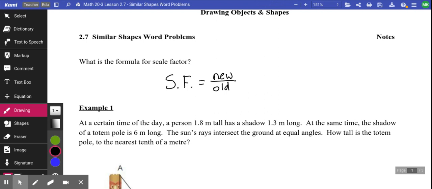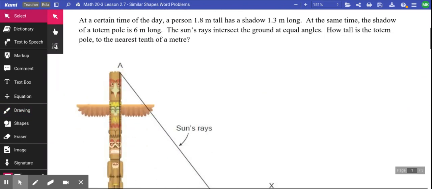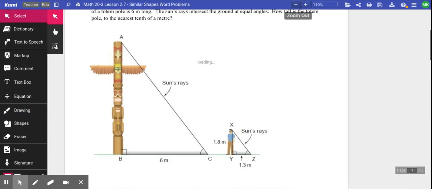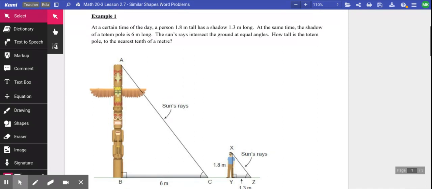Ready, boys? Okay, let's do the first question. What are those towers called again? Totem pole. Canoes.